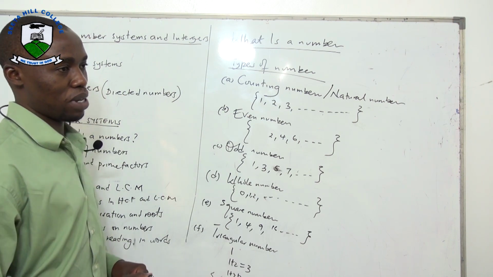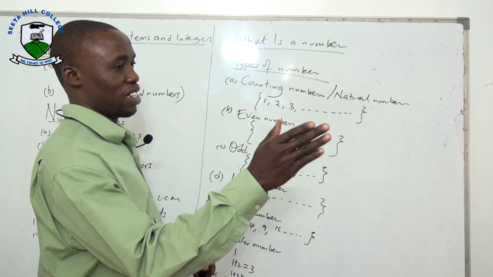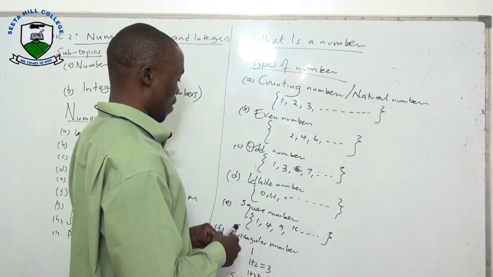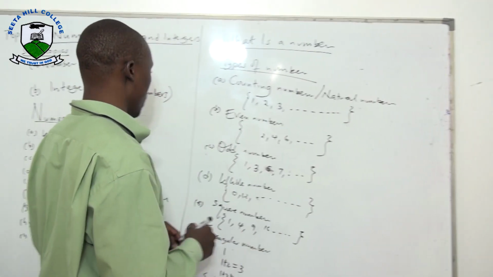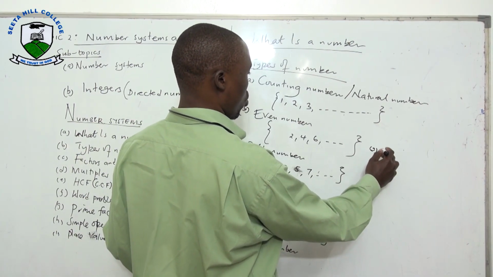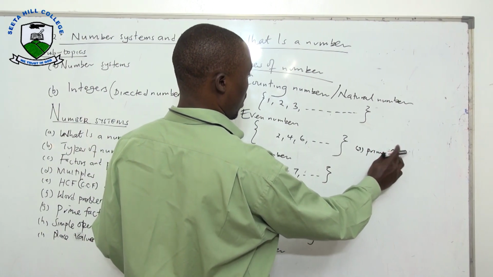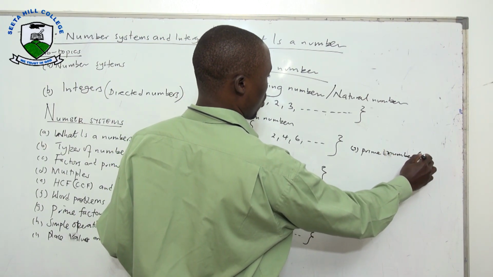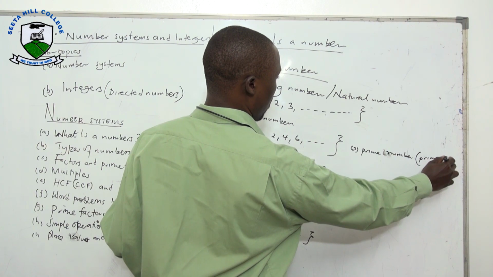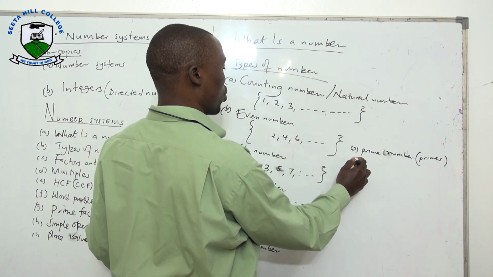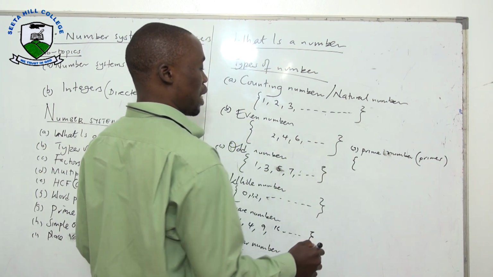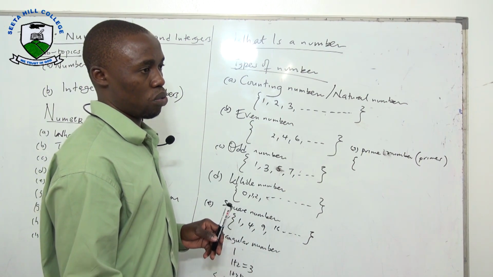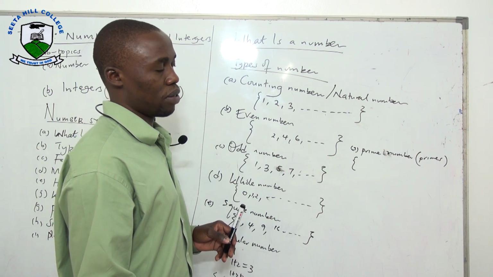Add me more numbers because they are still there. Yes? Prime numbers. What are those numbers? The numbers that have only two factors, one and itself. They are called primes. They are numbers with only 2 factors, or the numbers that can only divide themselves and 1. Is that very correct?